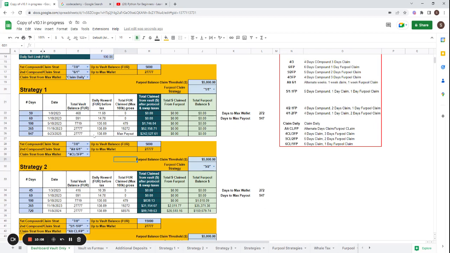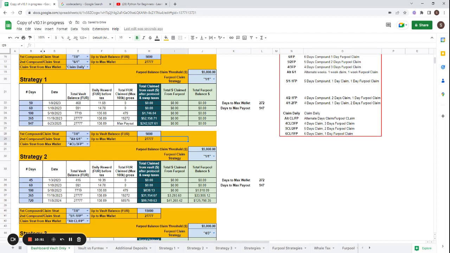Now let's compare that to utilizing the Furpool claim, just to show how this differs in the long term. So we're going to go compounding only up until 5,000 fur. Then from 5,000 fur, we're going to alternate between a normal claim and a Furpool claim each week. So alternating 6-1 up to max wallet. Then from max wallet, we're going to do a strategy where we do 4 standard claims and 3 Furpool claims. Here, let's just go back to, let's do 1-1 on our Furpool as well.